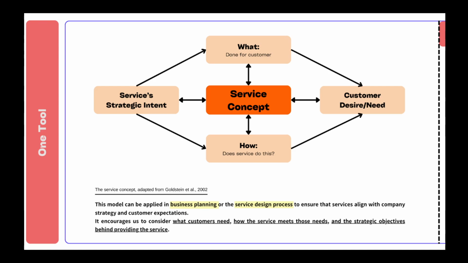This diagram is a model of the service concept used to explain the core idea of the service, how to meet customer needs, and its strategy intent. The center of the diagram is labeled service concept with four bidirectional arrows pointing to it, like this. It indicates that in a design process, we need to repeatedly confirm whether everything is interconnected to avoid forgetting the design goals or original intentions.